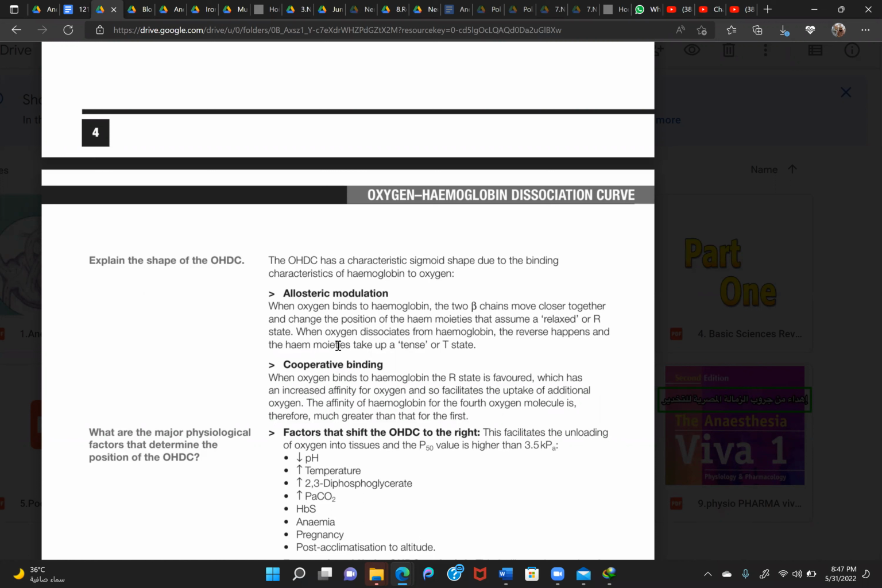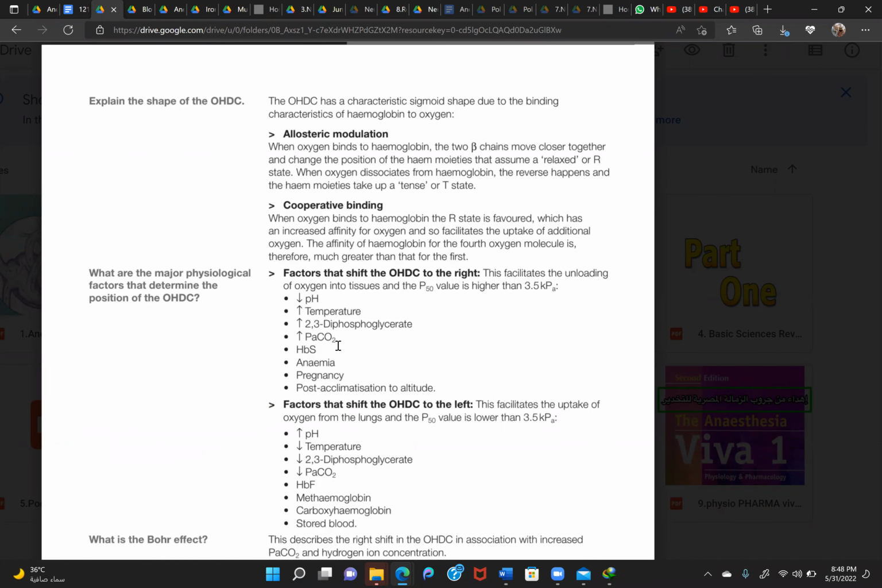When oxygen binds to hemoglobin, the relaxed state is favored, which has an increased affinity for oxygen, so it facilitates the uptake of additional oxygen. This occurs at the lungs, where it is taking up oxygen. When it reaches the periphery, it is in the other phase, so oxygen moves out of the hemoglobin to the tissues. The affinity of hemoglobin for the fourth oxygen molecule is therefore much greater than that for the first. That's what I was telling. This is a frequently asked question in MCQs.